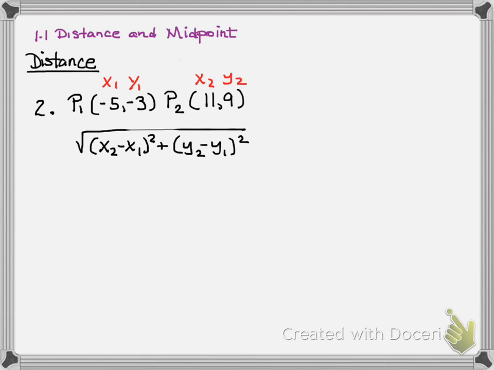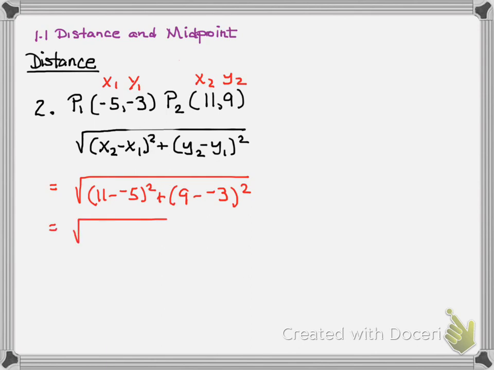All right, then it's a matter of just filling in the blanks here. So this distance is going to be 11 minus -5, quantity squared, plus 9 minus -3, quantity squared. All right, and 11 minus -5, that's going to be 16. So again, we have 16 squared. 9 minus -3 is 12.